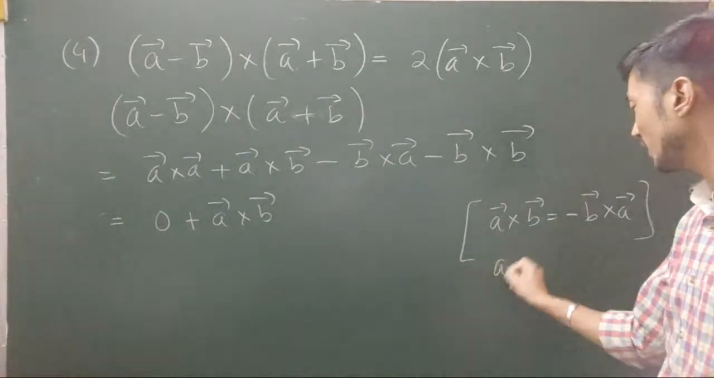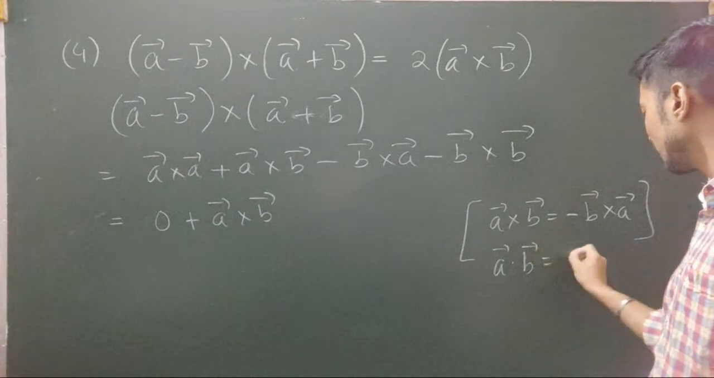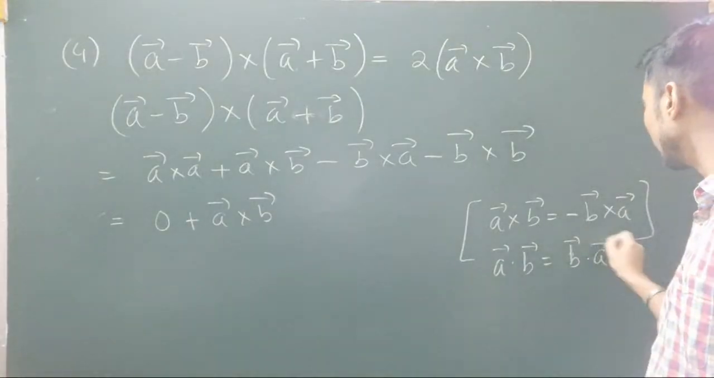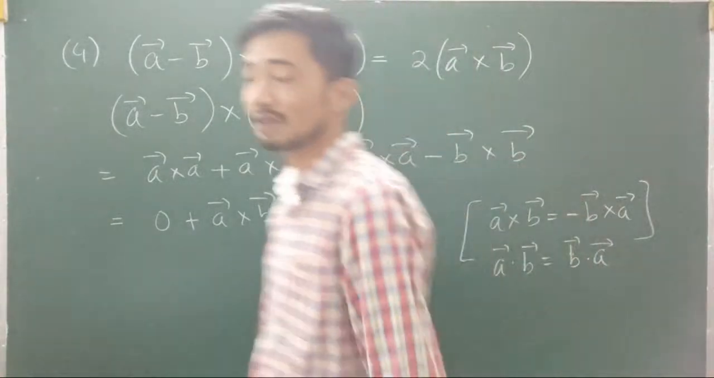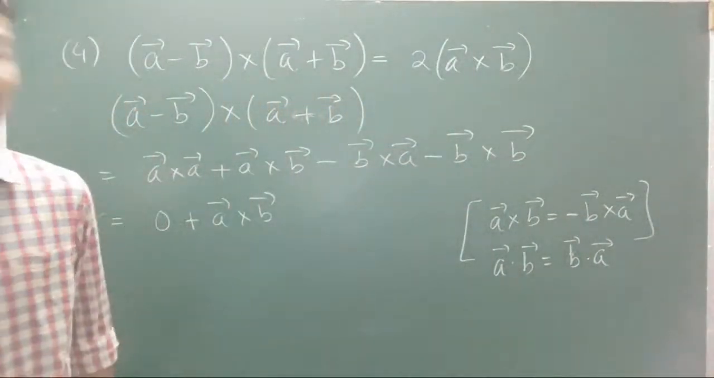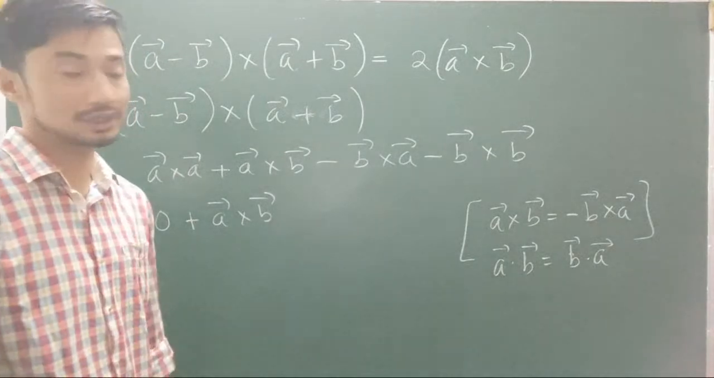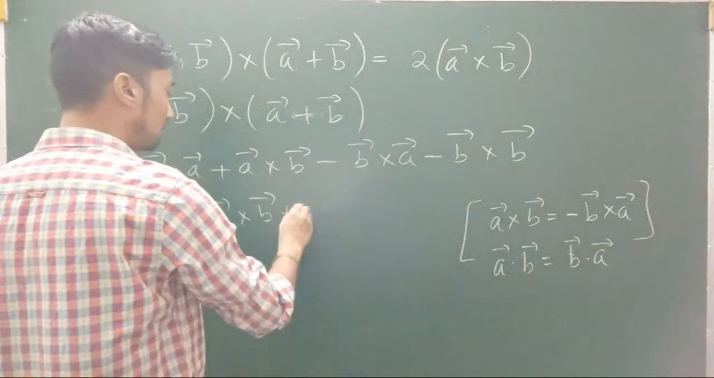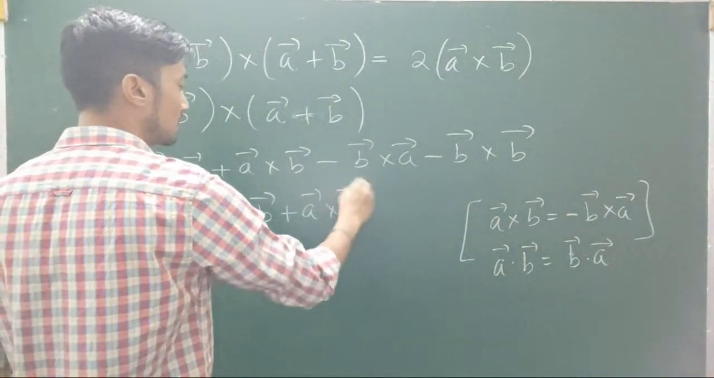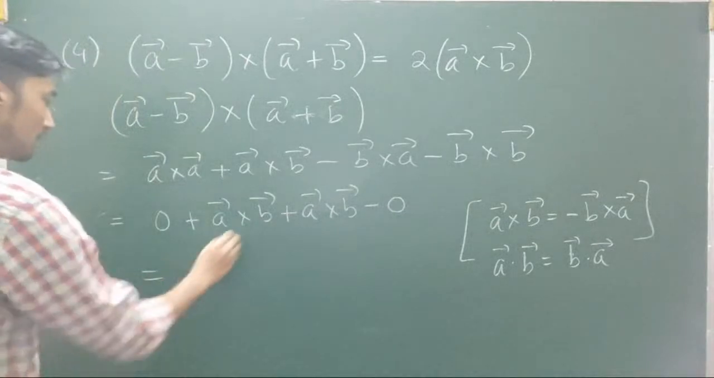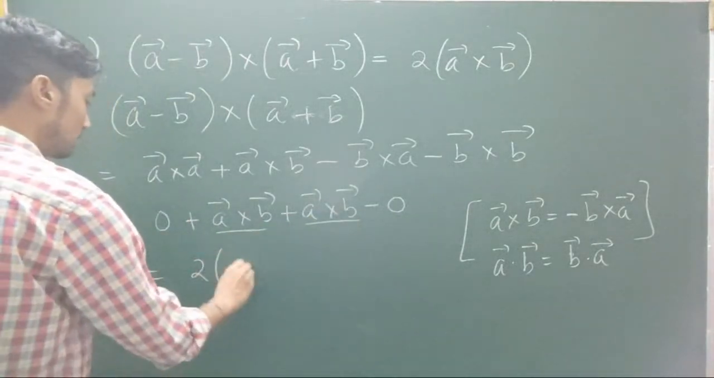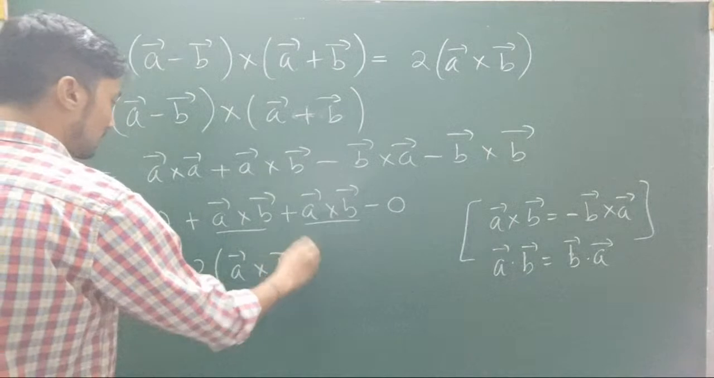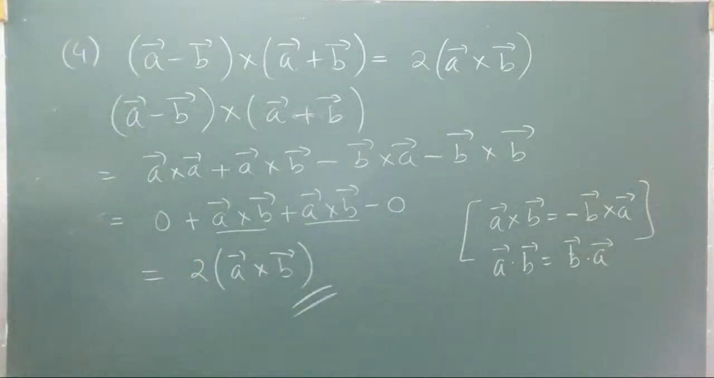For the dot product, it doesn't matter, because the dot product of two vectors results in a scalar, which doesn't have any direction. But the vector cross product will give us a vector. So if we replace minus B cross A with plus A cross B, just changing the direction, and B cross B is 0, we get 2 times A cross B. This is just about knowing your concepts correctly. If you know your concepts, you can get the proof done. Very easy.